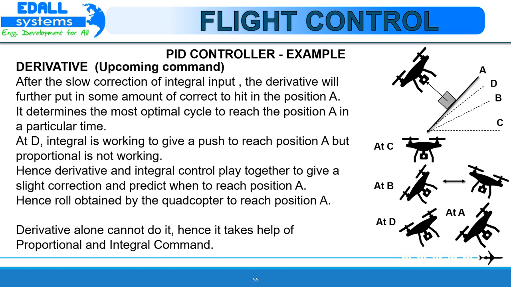At position D, the integral is working to give a push to reach position A, but the proportional is not working. Hence, the derivative and integral control play together to give a slight correction and predict when to reach position A, hence the roll obtained by the quadcopter to reach position A. Derivative alone cannot do it, hence it takes the help of the proportional and integral commands. So, the quadcopter from position C will go to position A with the help of three controllers, that is proportional, integral and derivative control.